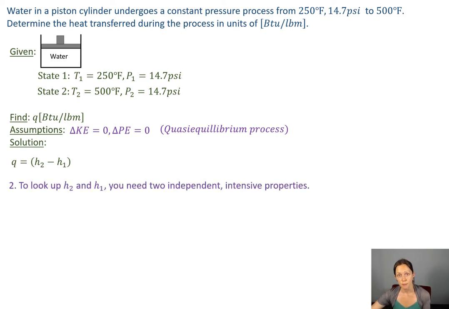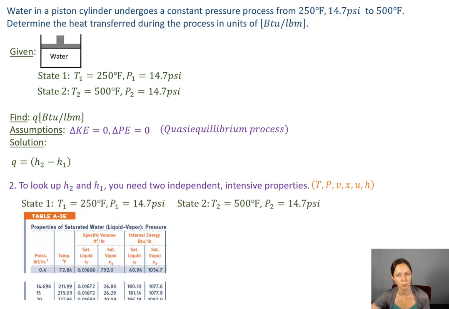And in order to fix my state, in order to look those values up, I need two independent intensive properties. So let's see what my independent intensive properties are. Now I'm getting a lot of them. I know temperature, I know pressure, I know specific volume, I know quality, I know internal energy. Now I know enthalpy, although that's what I'm trying to find now. Well, looks like I know temperature and pressure for both of those, and I need to figure out what state I'm in. And this is the same as when we solved the problem before. We go to our saturated tables that are organized by pressure, because it's the same pressure, 14.7 at both states.